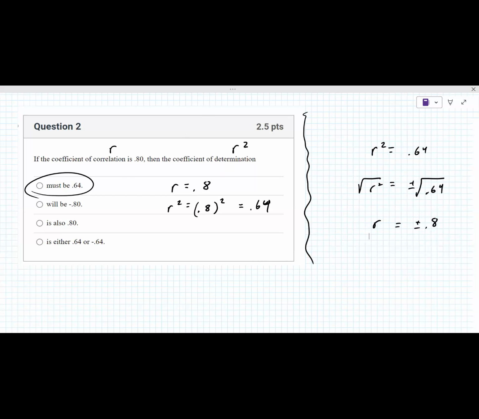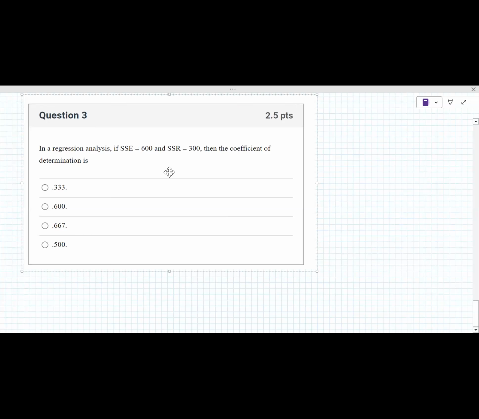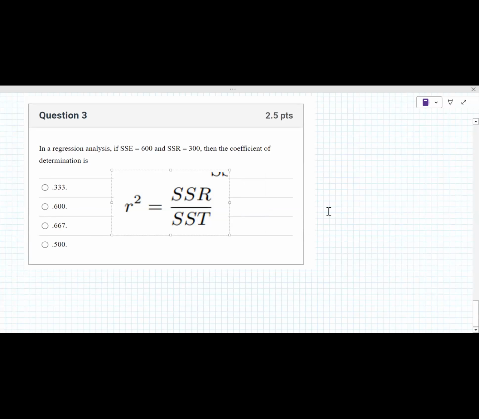All right, let's keep going here. Question 3. All right, in a regression analysis, SSE equals 600 and SSR equals 300, then the coefficient of determination is. Again, probably best to have this reference sheet I've been telling you about out there, but here's the main formula you need. R squared, which is the coefficient of determination, is SSR over SST. So you have the 300, but you don't have SST.